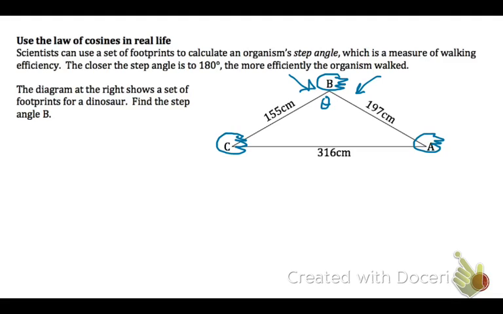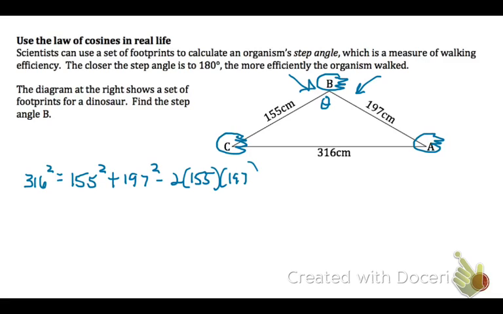And we've got side, side, side. So I'm going to say that 316, because that is my side length that's across from my angle theta, equals, and then my other two side lengths, so 155 squared plus 197 squared minus 2 times 155 times 197 times the cosine of theta.